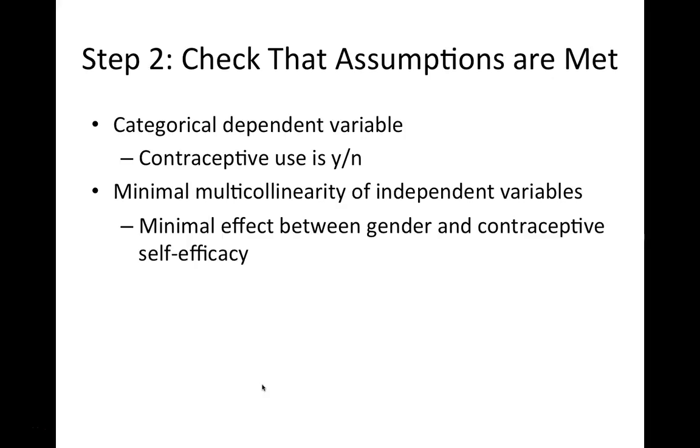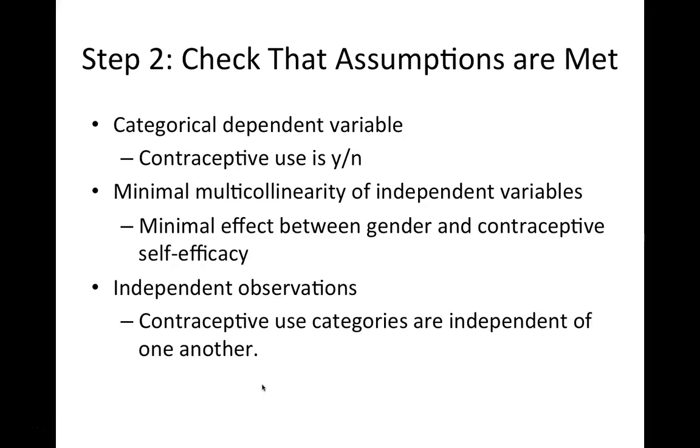So we looked before at gender and contraceptive self-efficacy. There is a significant difference there. That effect is not huge. And those variables don't overlap entirely. So we're not so worried about them having some relationship with one another as long as they are not 100% related. And then we also know that our observations, our categories, are independent of one another.